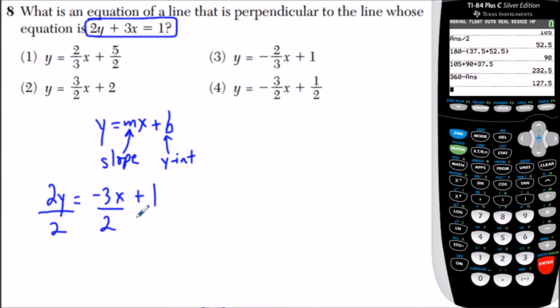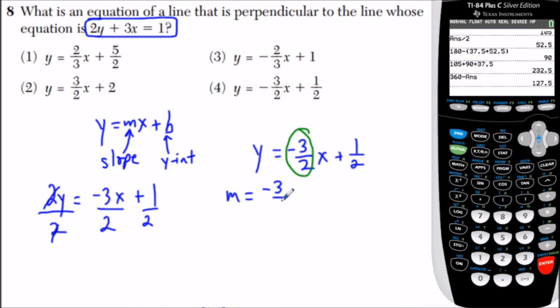And that tells us that the equation in y equals form is negative 3 over 2x plus a half. That means the slope of this line, the coefficient of x, is negative 3 over 2. So if we want to know the equation of a line perpendicular, the slope that we need here would be the negative reciprocal of negative 3 over 2. And a negative reciprocal just tells you to flip the fraction and then change the sign. So if it's negative, we're going to make it positive.